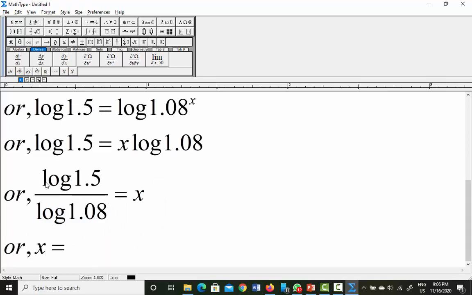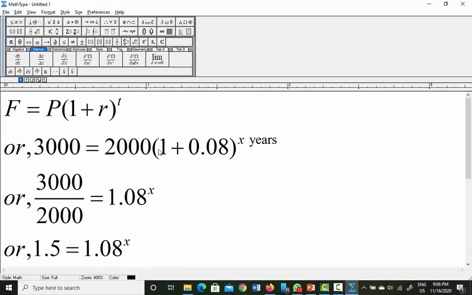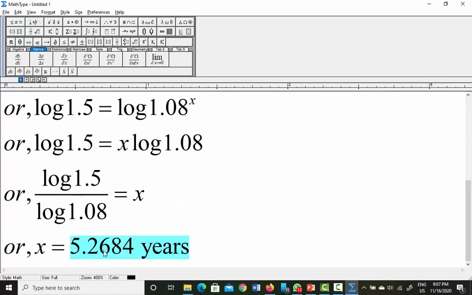X will be equal to: first we press log and then 1.5 bracket close, divided by log 1.08 bracket close. If you do it, you will see the answer is 5.2684 years. That means it will take approximately 5.2684 years for $2,000 to grow to $3,000 at an 8% interest rate.